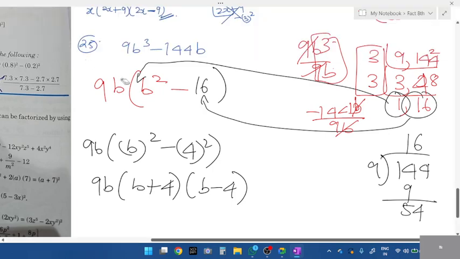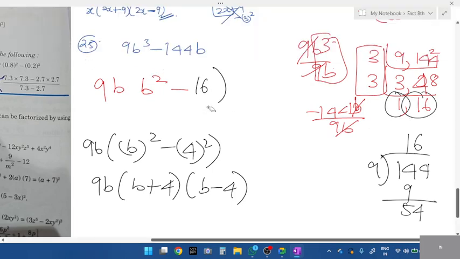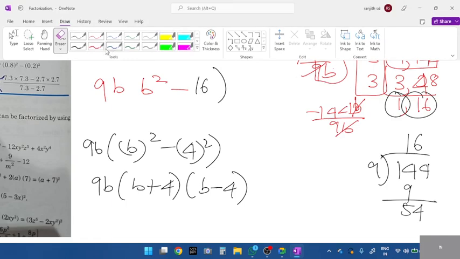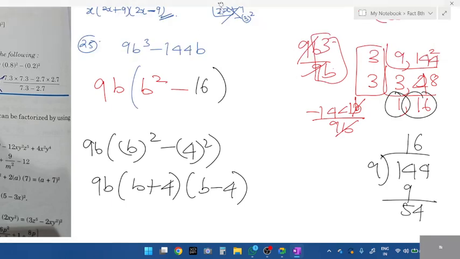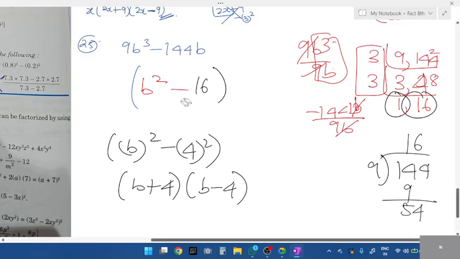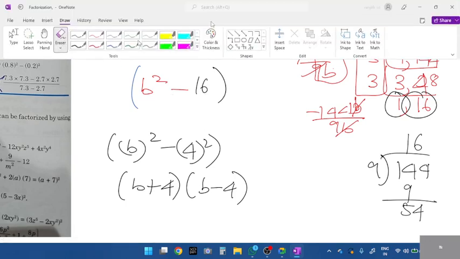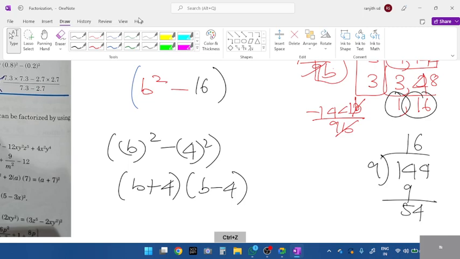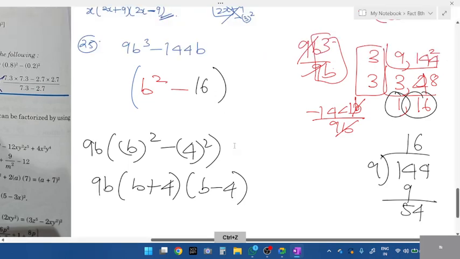Okay. Divide it, you'll get the answer. Okay, look, 9B. If I remove all the 9B, doesn't it look like a separate question? B square minus 16? It looks like a separate question. So this is how we solve it. Shall we try the next one?